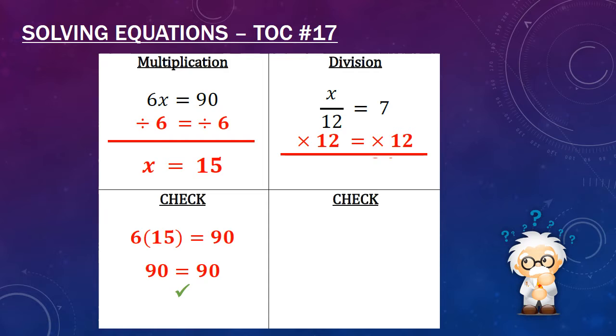Now, if I multiply by 12 and then I divide by 12, I just end up with 12 over 12, which is 1. So I end up with x, and 7 times 12 is 84. So now that I've done that, I'm going to go back and plug 84 back into my equation to see if it works. If I have 84 and I divide it by 12, I should get 7. And if I plug that in my calculator, I do indeed get 7, which tells me my answer is correct.